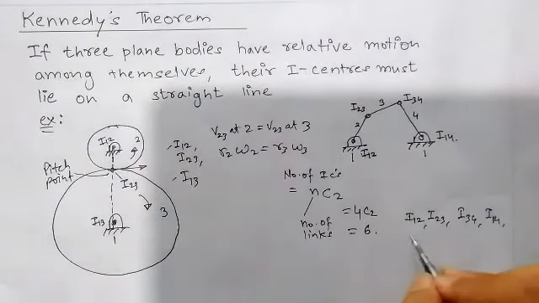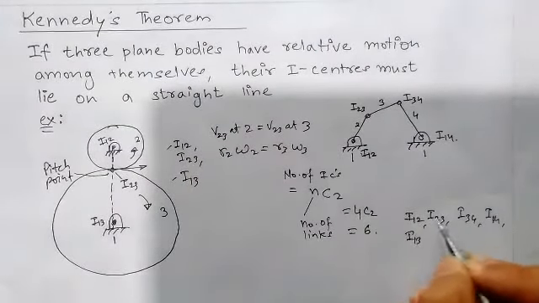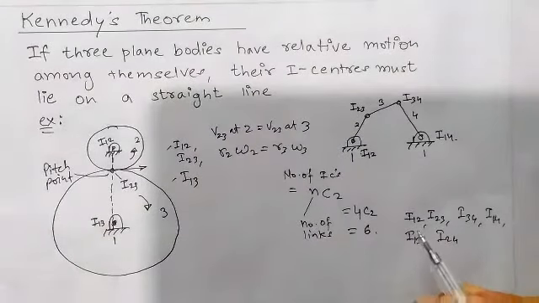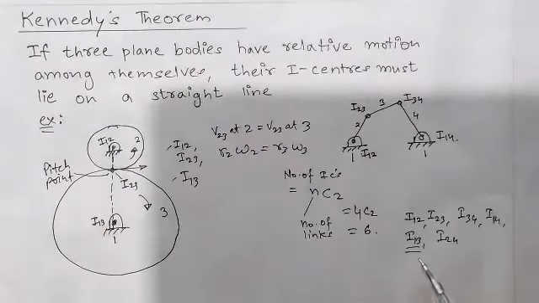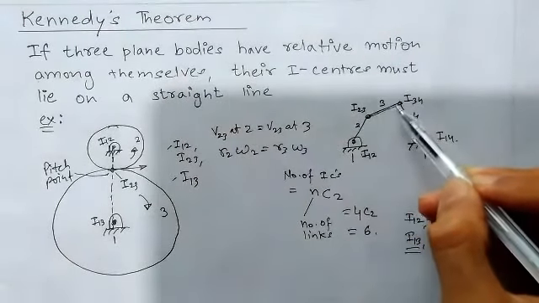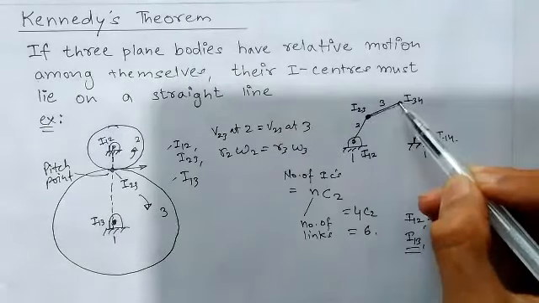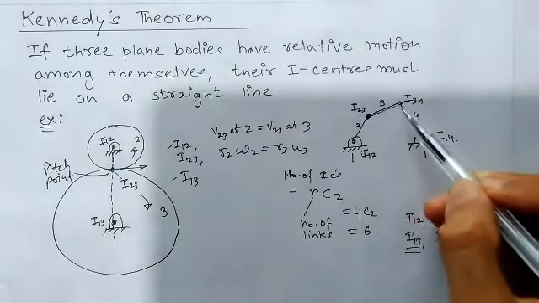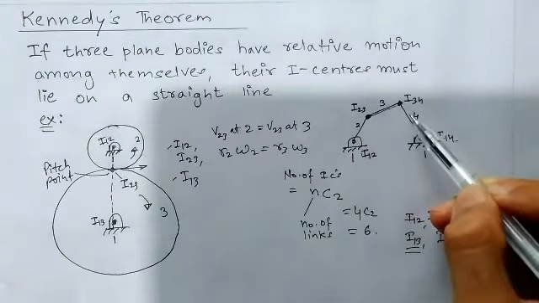What new combinations can be? I13 we don't have here, so I13, then I24. These all are possible combinations. Now suppose we want to find I13. Link 3 is here, and this point is common for link 2 and link 3. Similarly, this point is common to link 3 and link 4.